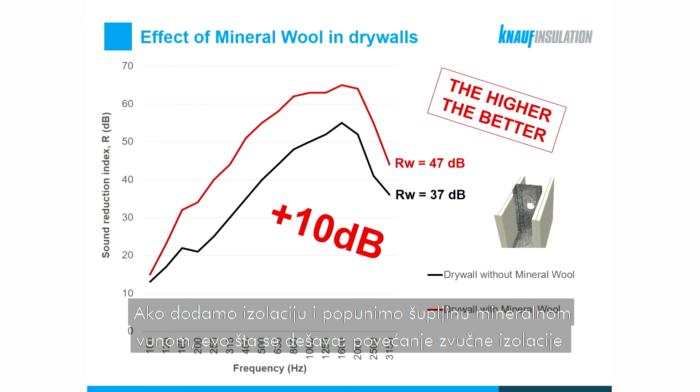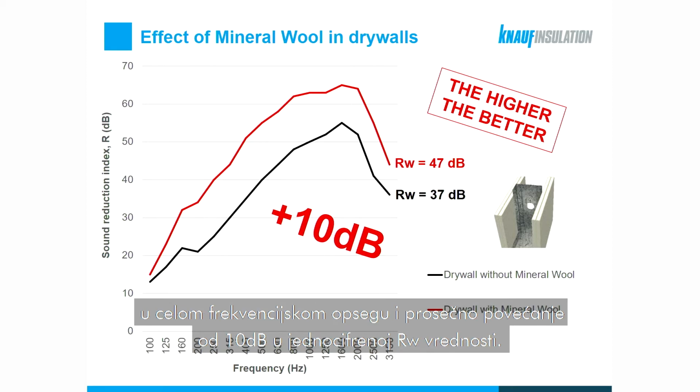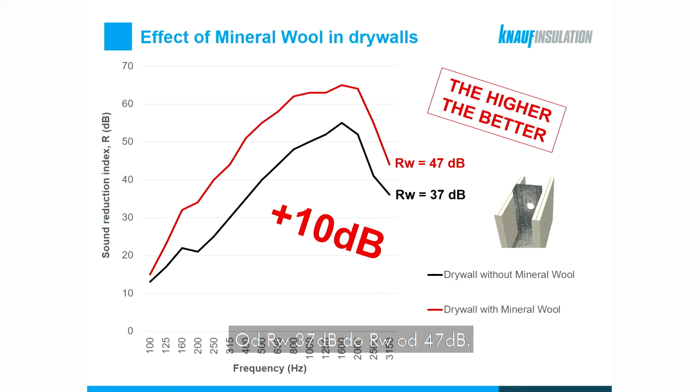And now if we add the insulation, so if we fill the cavity of this wall with mineral wool, here is what happens. An increase in the sound insulation across the entire frequency range and an average 10 dB increase in the single number Rw. So from an Rw of 37 decibels to an Rw of 47 decibels.